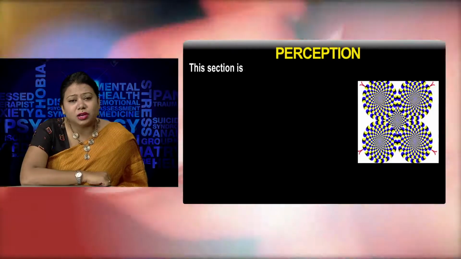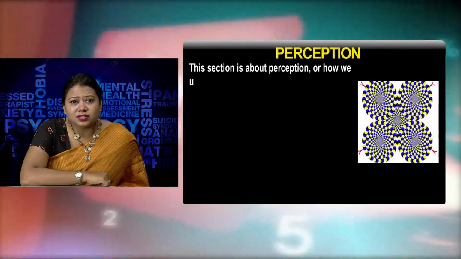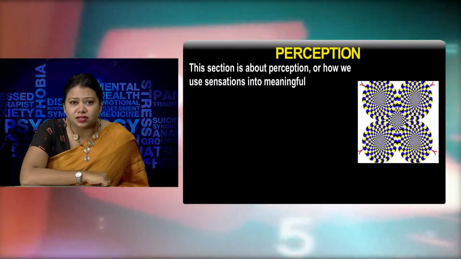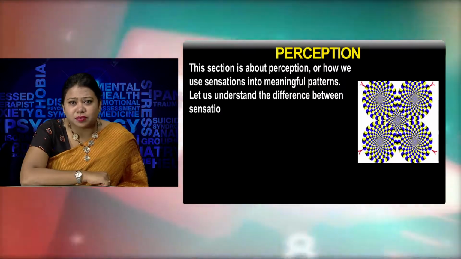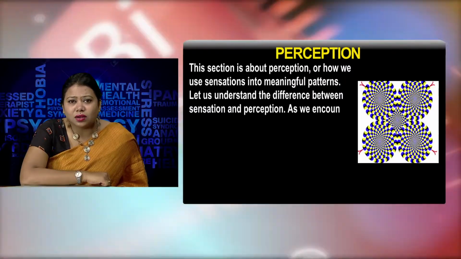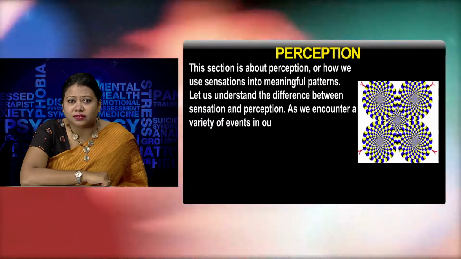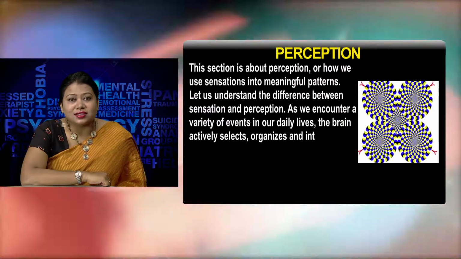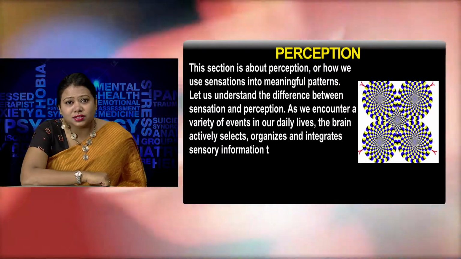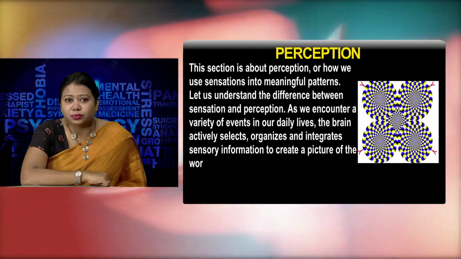Perception. This section is about perception and how we organize sensations into meaningful patterns. Now let us understand the difference between sensation and perception. As we encounter a variety of events in our daily lives, the brain actively selects, organizes, and integrates sensory information to create a picture of the world.